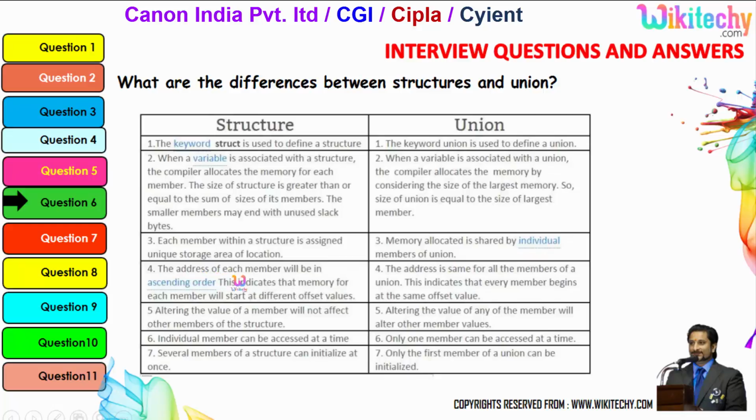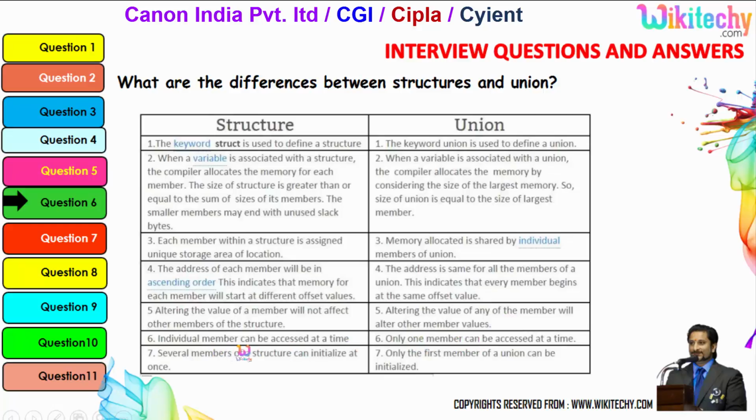The address of each member will be in ascending order. This indicates that memory for each member will start at different offset values. The addresses are the same for all the members of a union. This indicates that every member begins at the same offset value. Altering the value of one member will not affect other members. Altering the value of any member of a union will alter the other members.